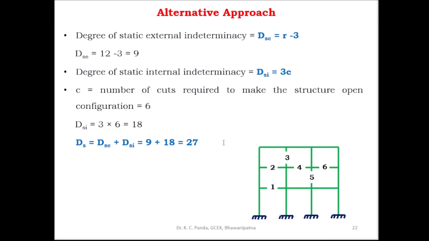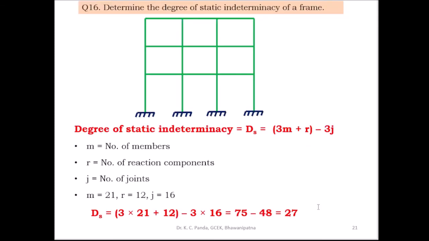And find out the degree of static external indeterminacy. Using this formula, DSE is equal to R minus 3. R is equal to the total number of reaction components, 12. 12 minus 3 is equal to 9. So this is 9 DSE, DSI 18. So the total degree of static indeterminacy is equal to 27. And here also you got 27.